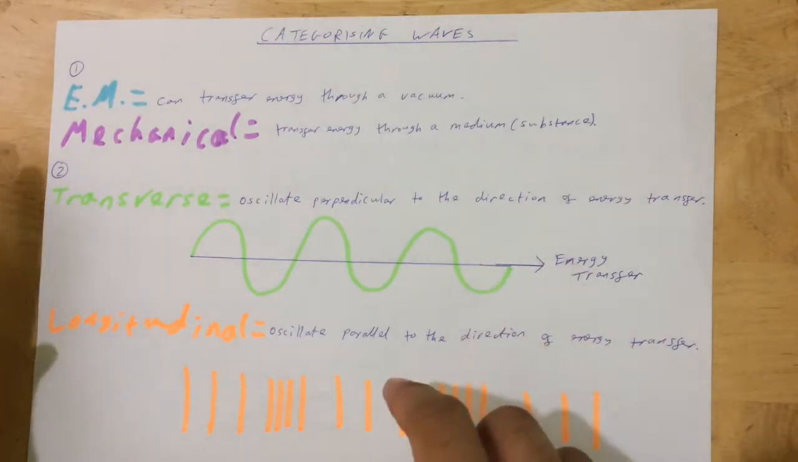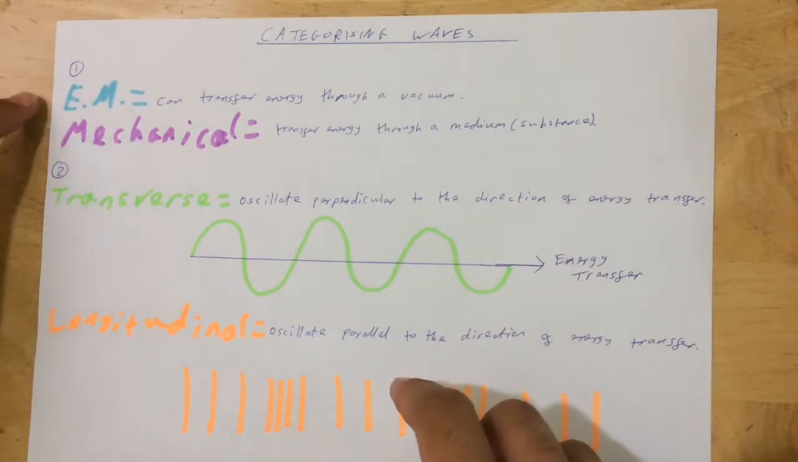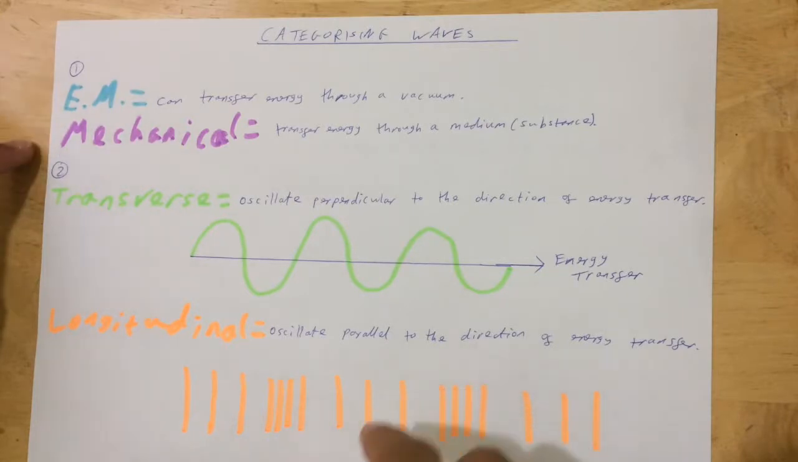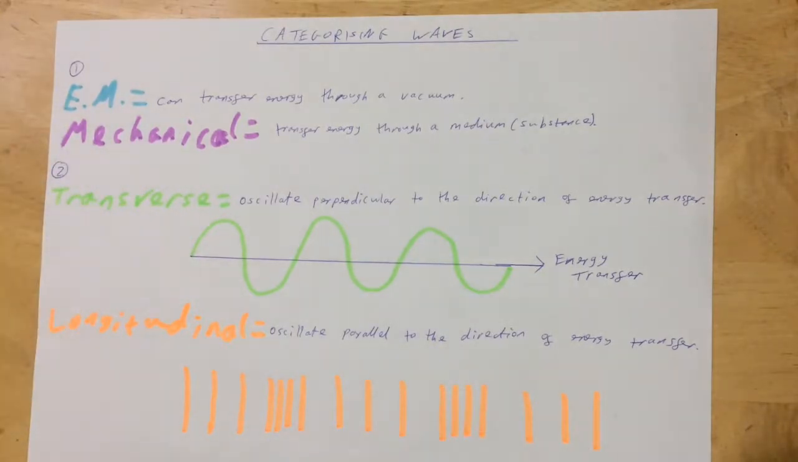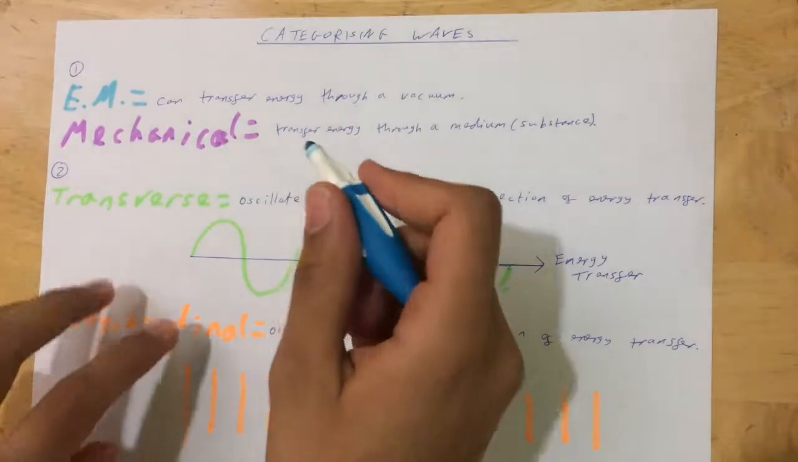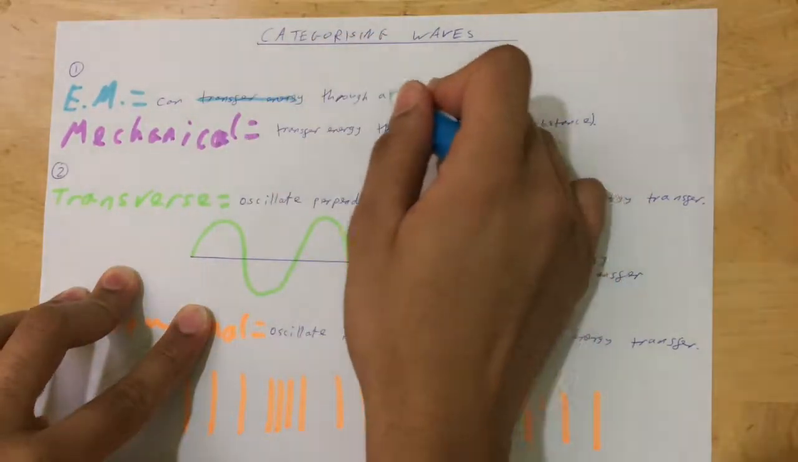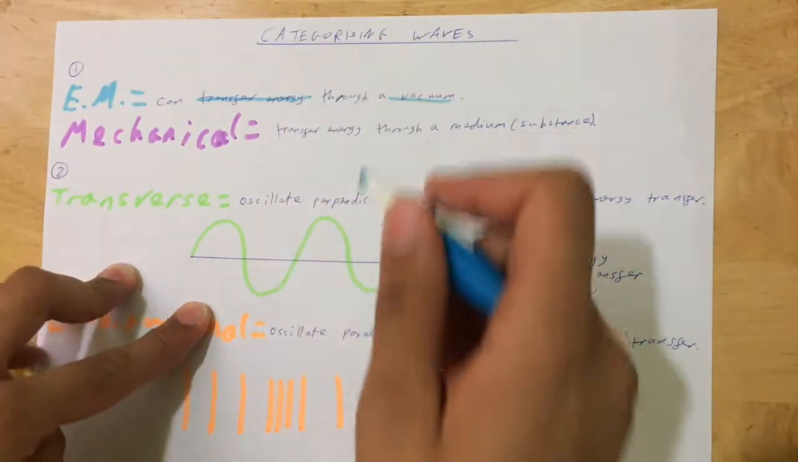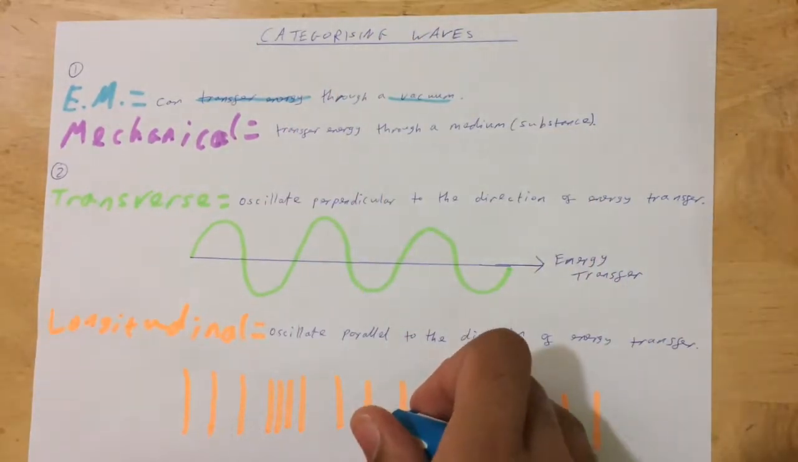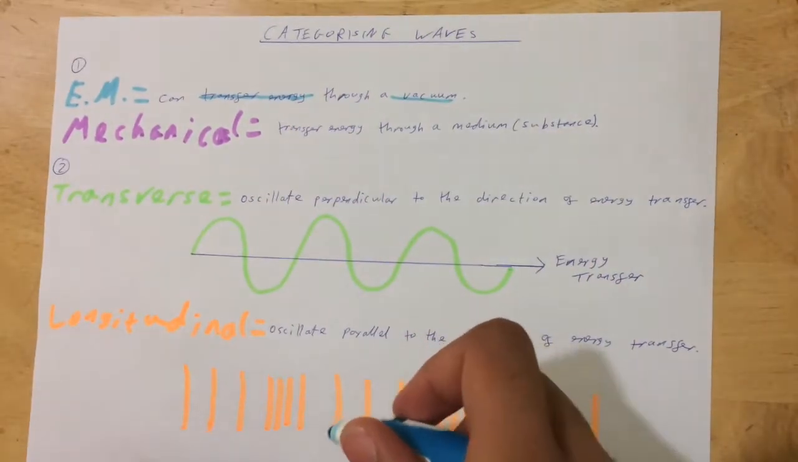The first category is whether the waves are electromagnetic or mechanical. Now, what do these two terms mean? Electromagnetic waves are waves that can transfer energy through a vacuum. So they do not need a medium to transfer energy through. They do not need particles.